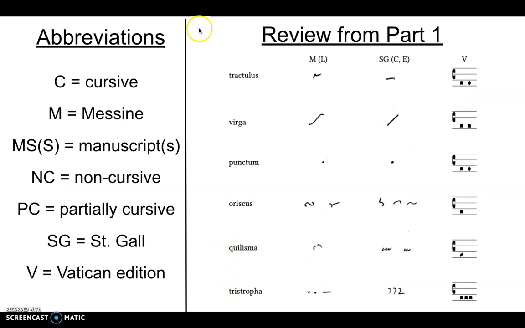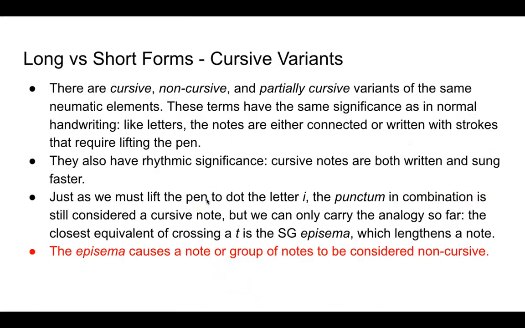Here is a summary of the different neumes we talked about in Part 1, and in Part 2 we will simply be building on these elements and putting them together into different groupings. So try to keep these in your head as much as you can moving forward. The first concept we'll discuss is long versus short forms of the same pneumatic elements.